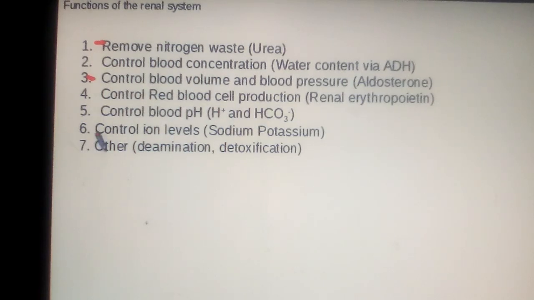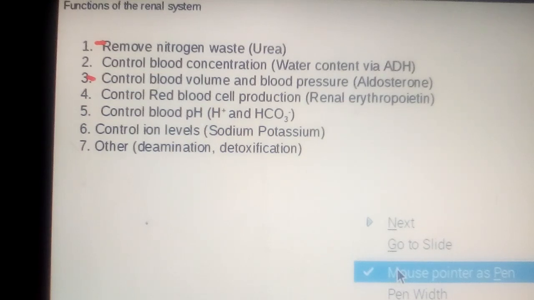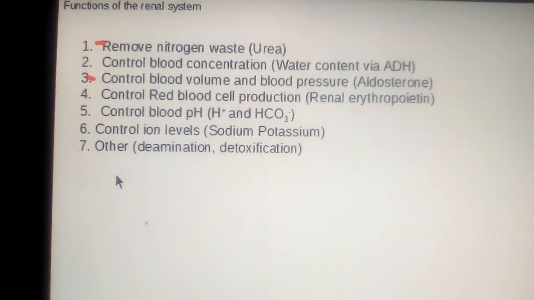And then I just have a random catch-all category here, other. That's basically breaking down proteins, deamination, detoxification of certain chemicals, and a few others. So that's the basic functions of the renal system. Then, go to my next slide here.